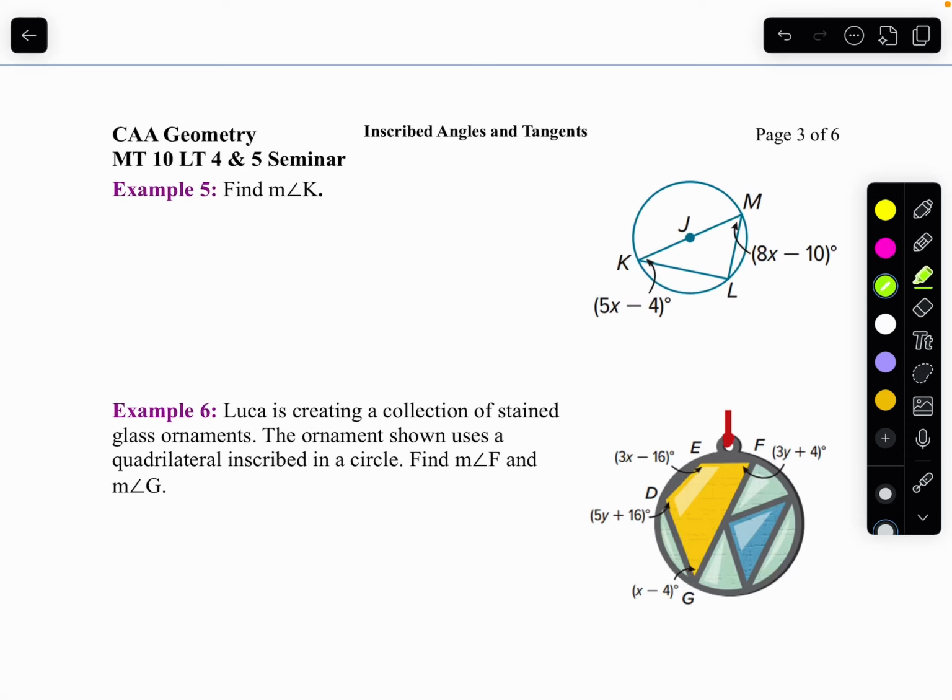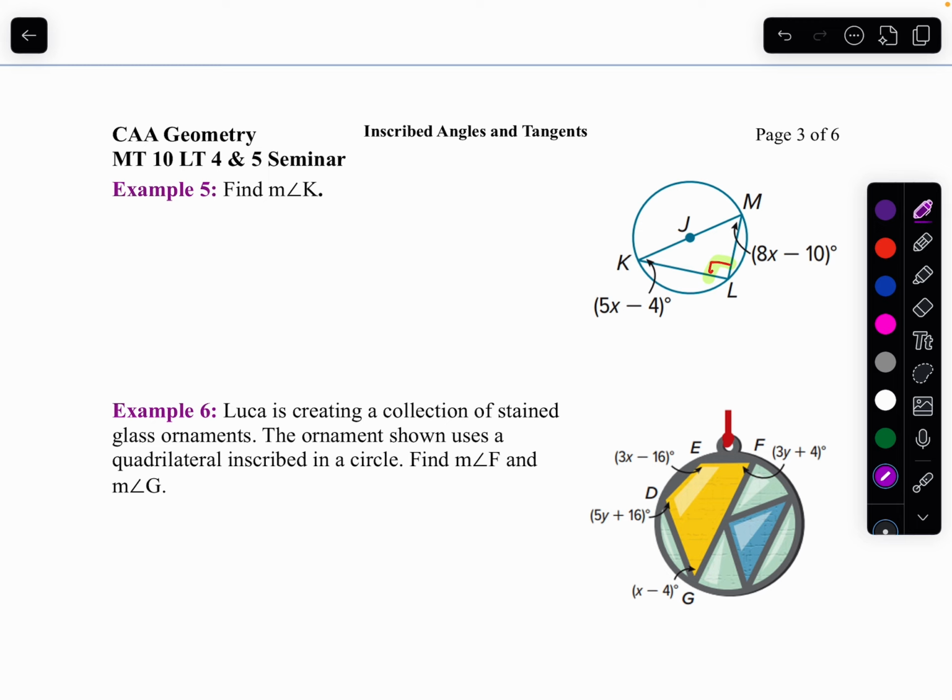Example 5, notice we've got this triangle and angle L subtends the diameter. So we know angle L is a 90-degree angle. And since angle L is a 90-degree angle, that means angle M and angle K have to add to 90 degrees.